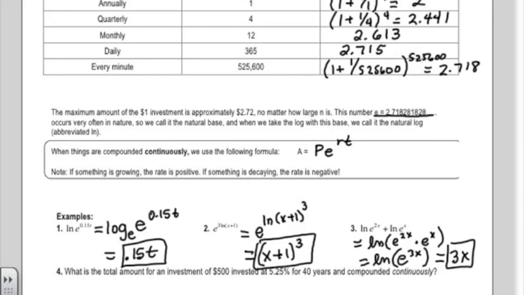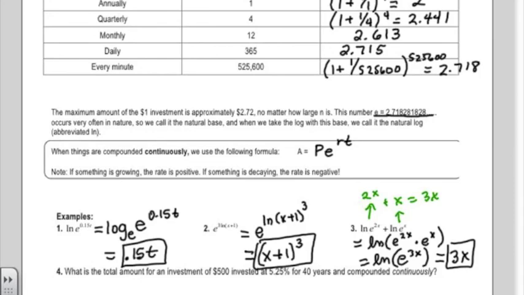Okay, let's try an easier way though. Natural log of e to the 2x, what's that? Just look. It's just 2x, right? What's this one? x. 2x plus x is 3x. Much easier that way. So I'd probably do that way.